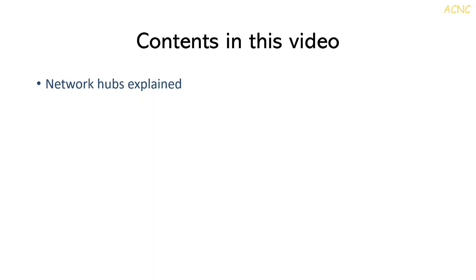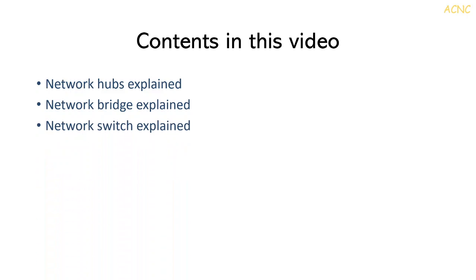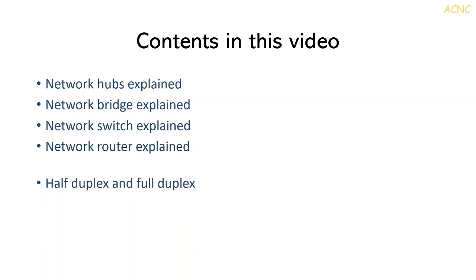Currently we are using the switches mostly, but we have to know about the hubs. So first we have a network hub explained. After that we know about the network bridge. What is the network bridge? After that, network switches. What are network switches? Network routers like Cisco routers, Juniper routers, and other vendors' routers.